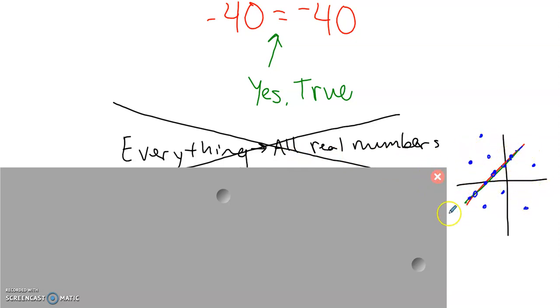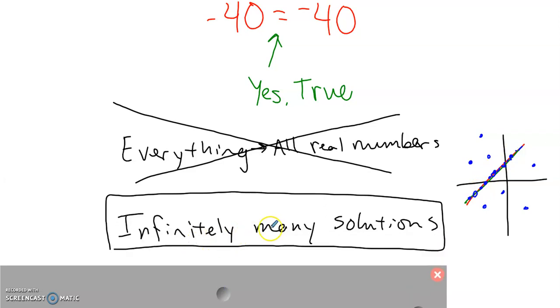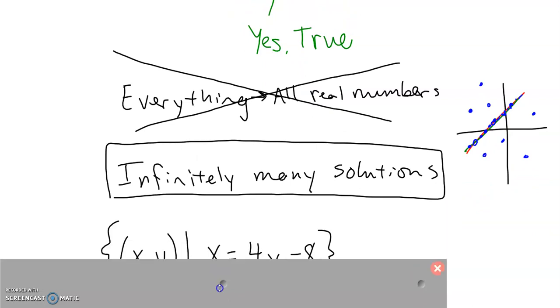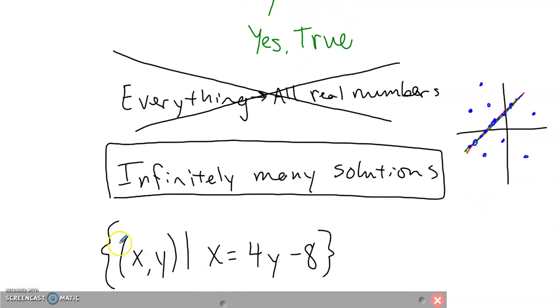So how do we talk about the solutions? Well, how many are there? Well, there are still infinity because there are infinity points on these two lines. So the way you would word your answer is you say there are infinitely many solutions. Okay. Another way to write that would be like this. This is using set notation. It's the set of all ordered pairs x comma y given that, and then this is just one of the equations for this line. So given that x is equal to 4y minus 8 would be how we define all the points that are solutions.